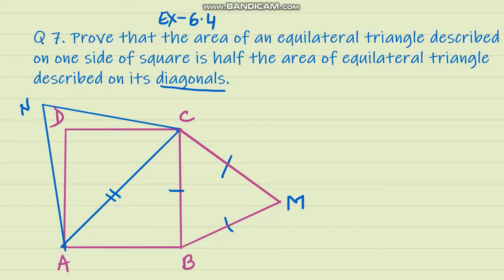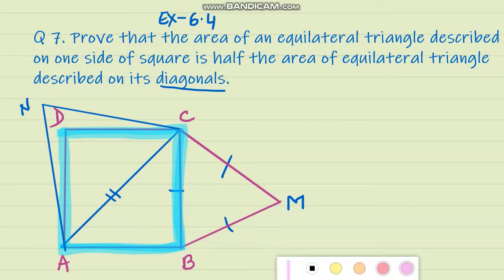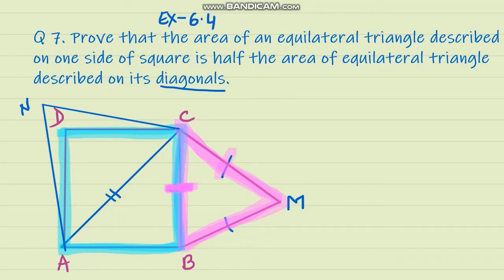First of all, he is talking about the square. So see here children, ABCD is a square. On this square two equilateral triangles are described. One triangle is described on its side. See, I have shown this triangle BCM. So BC is the side of the square. So on one side of the square, one triangle BCM has been described, and this is an equilateral triangle.